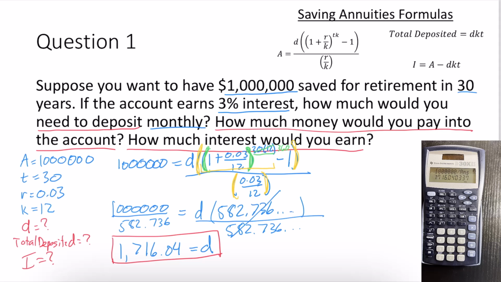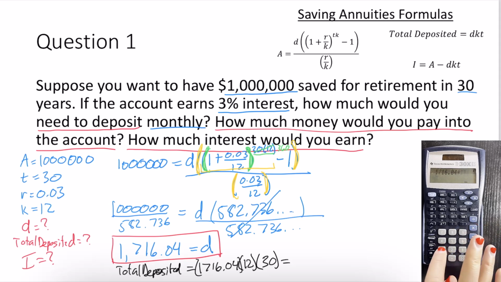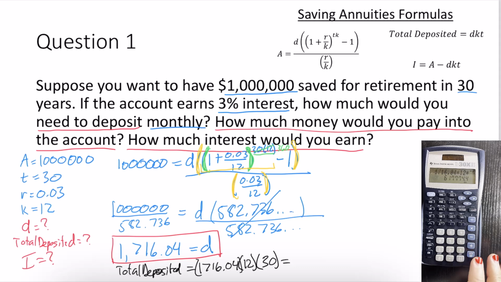Then to find the total deposited, which is the next question, the total deposited, according to the formula, is the monthly deposit amount, which is $1,716.04. And that is going to be multiplied by the compounding period, which is 12, or the number of compounding periods, actually, is technically the way you would say that. And then you'd multiply that by the number of years. So I'm going to type out $1,716.04. Multiply that result by 12. Multiply that result by 30.